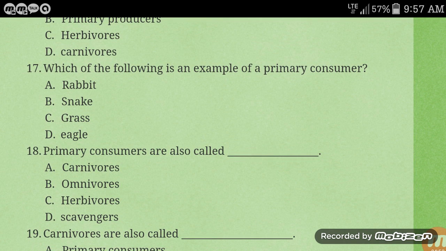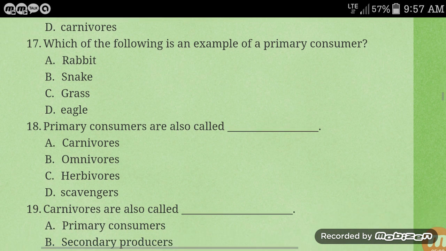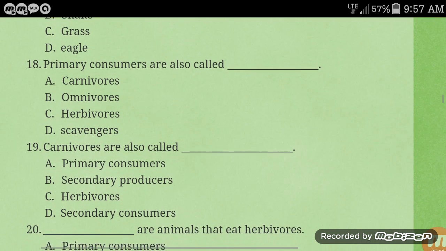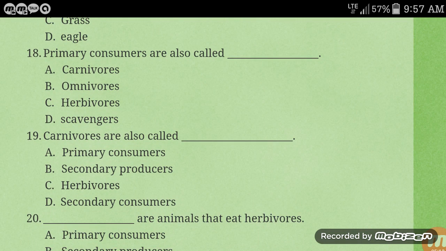Number 17, which of the following is an example of the primary consumer? Primary consumers are herbivores, okay? So it's rabbit, snake, and eagle are all carnivores, and grass is a producer, okay? So the answer is rabbit because rabbit eats plants. Now, number 18, primary consumers are also called. Primary consumers are those eating grasses, okay? Herbivores, okay? So it's letter C, number 18.